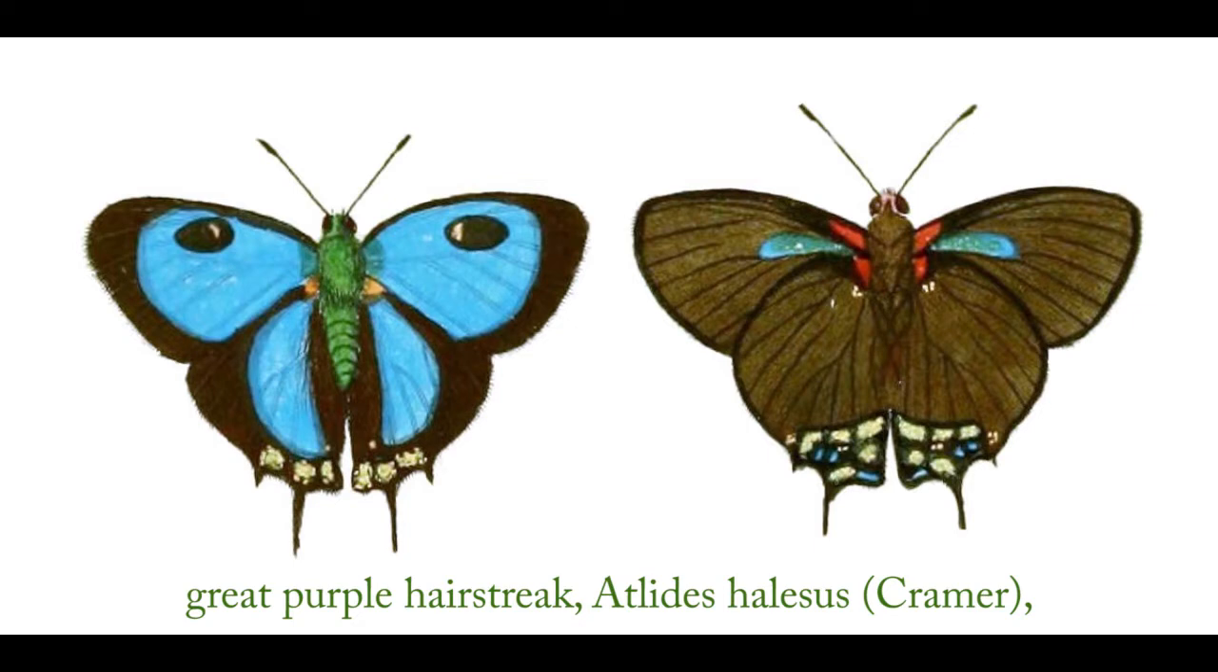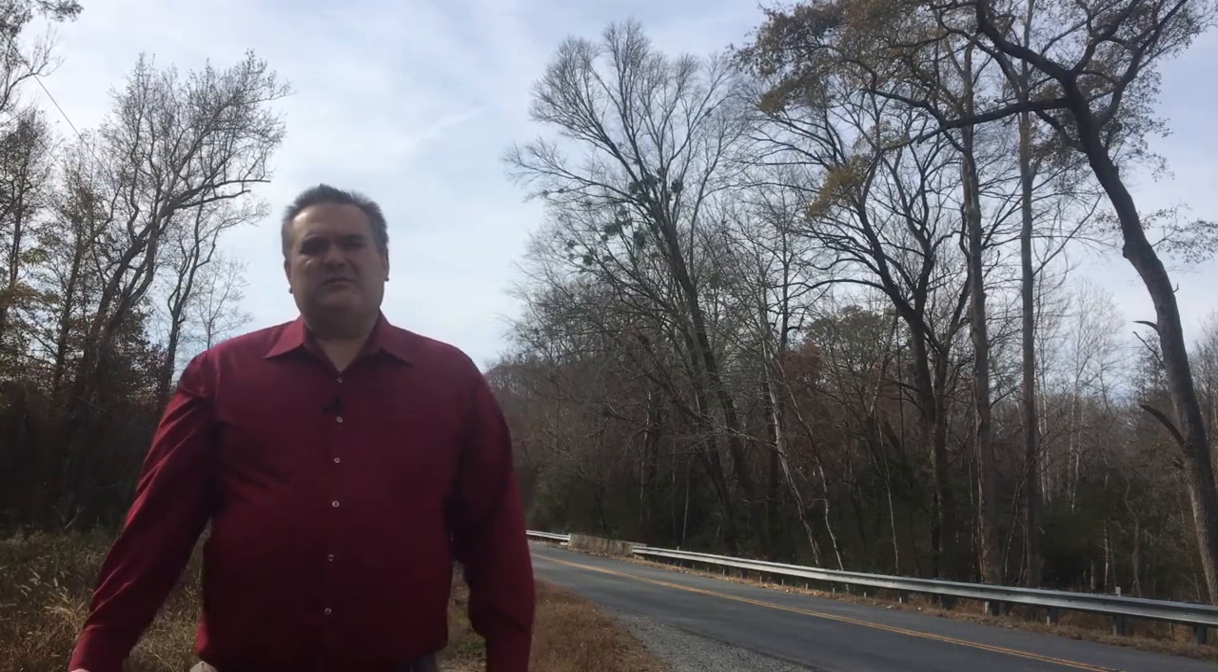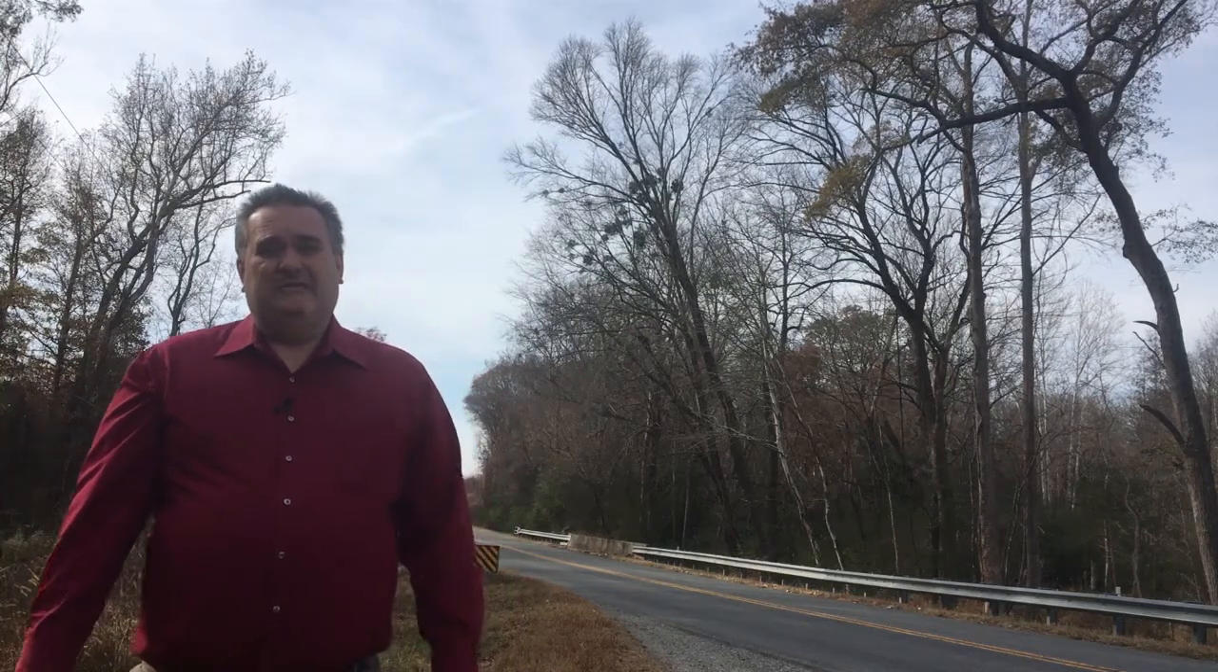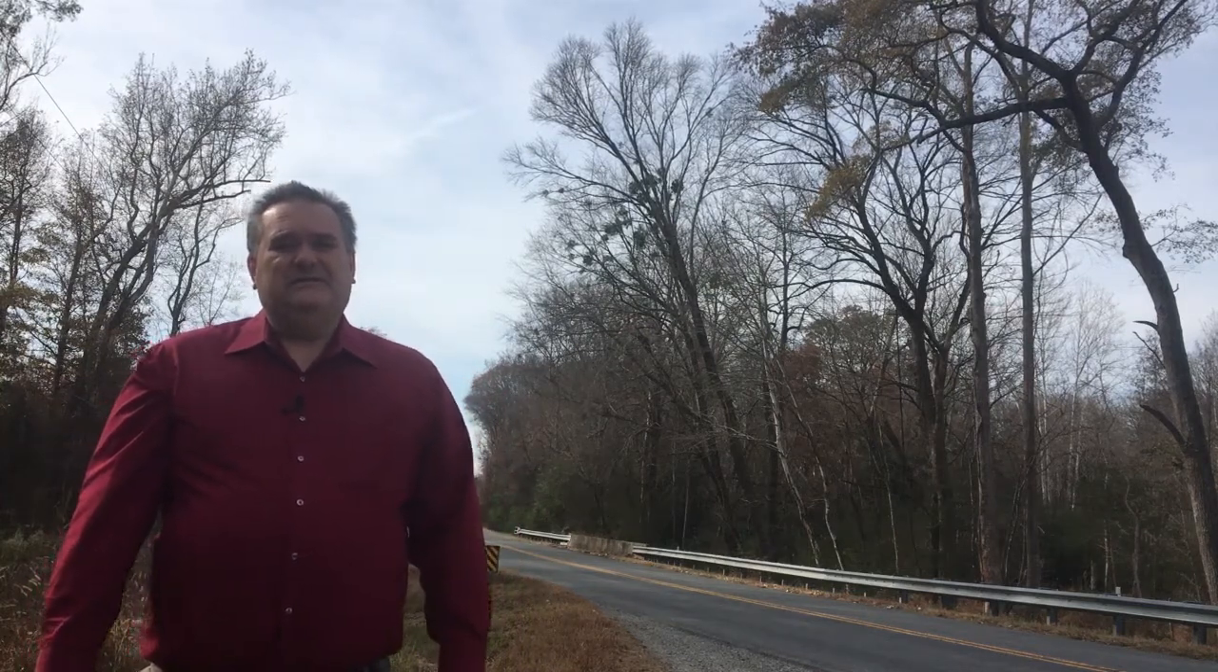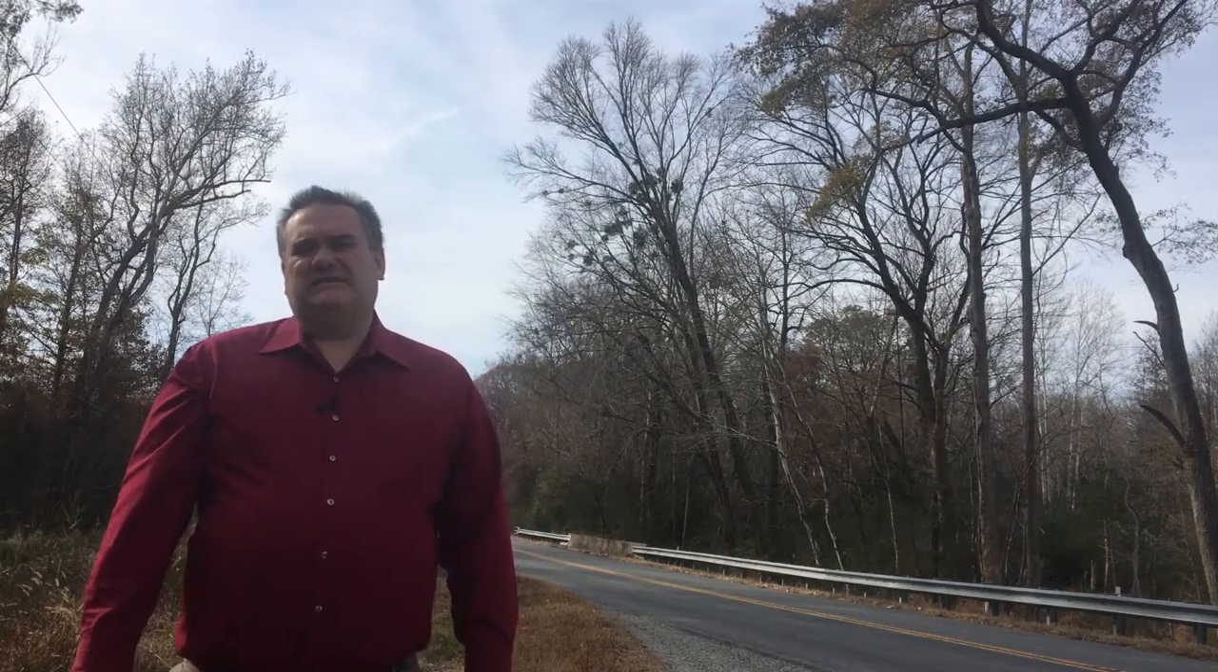Phoradendron is also the singular larval host of the great purple hairstreak, Atlides halesus. That's why frequently you will see it on smaller limbs in the upper parts of trees. Some of that is due to the places where the birds will land and deposit the seeds, and some of it is where it naturally will be able to be successful.